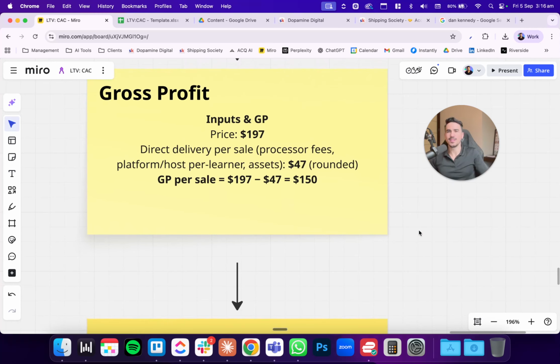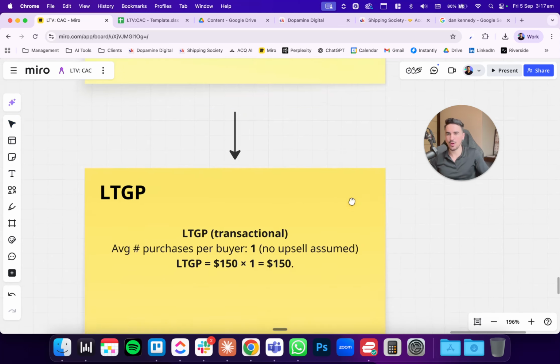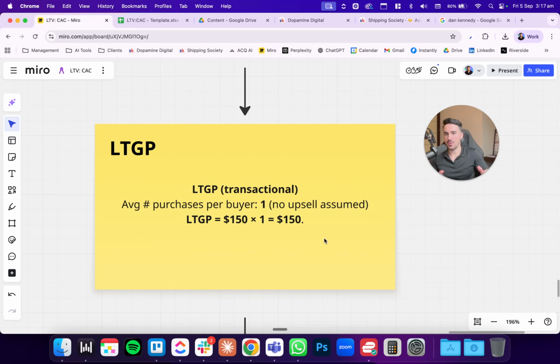Okay, cool. So $197, and we've got the cost of delivering that, processor fees, platform fees, etc. So let's say $47, 197 minus 47, we're left with $150 in gross profit. Now, they buy it once, right? So we still have $150.